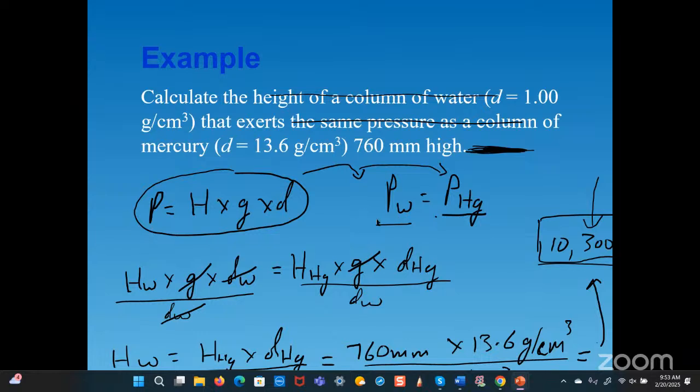Now for each of these terms, I'm going to substitute their respective expressions. H becomes HW, the height of the water column. G is the acceleration due to gravity, which is the same regardless. DW is the density of the water. And that will be equal to the height of the mercury column times G, again the acceleration due to gravity, times the density of the mercury. Because the question is asking for the height of the water column, I'm going to isolate it on this side, which means I'll divide both sides by the density of water.